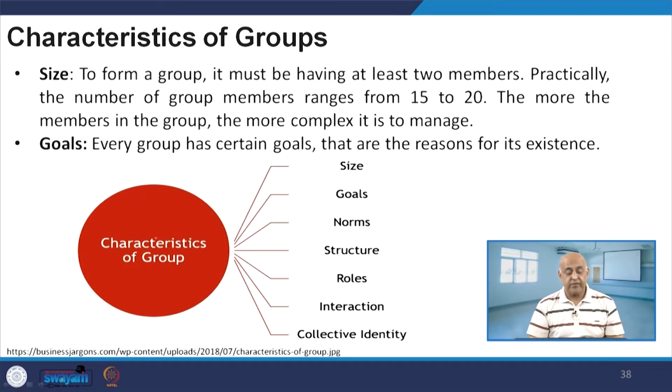So, what is the size? To form a group it must have at least 2 members, but practically the number of group members ranges from 15 to 20, and the more members in the group, the more complex it is to manage, right.